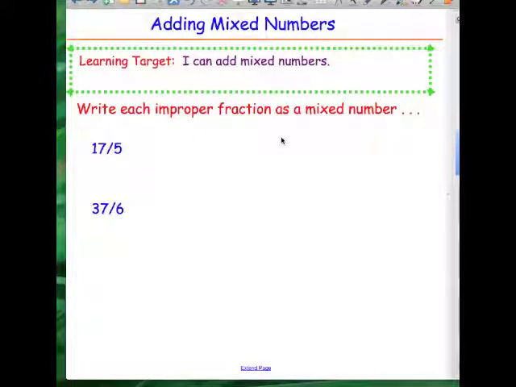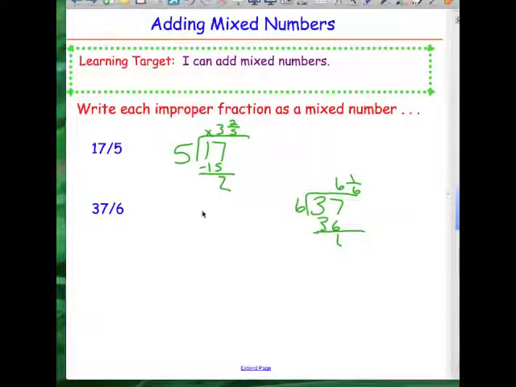Go ahead and pause now and do that. Okay, you're back. Let's check these out together. Now an improper fraction, we always take the numerator divided by the denominator. So we're going to take 17 divided by 5. We know that 5 doesn't go into 1, so we mark our x above the 1. 5 goes into 17 3 times. 3 times 5 gives us 15. 17 minus 15 gives us 2. So it makes that 2 over 5. So our answer is 3 2/5.